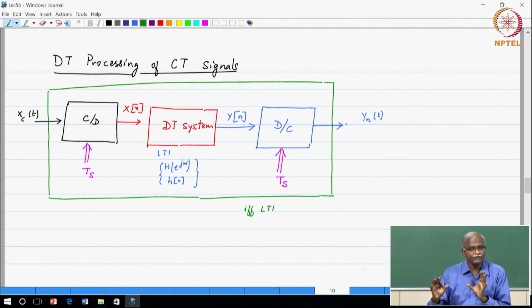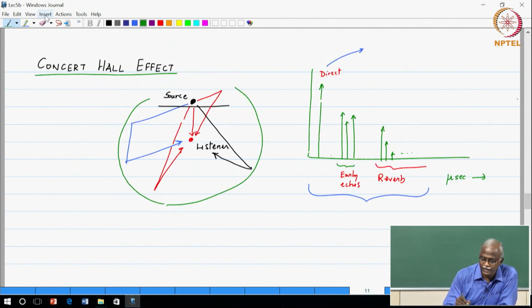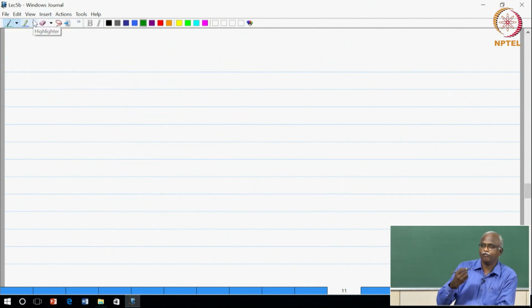So if I preserve the LTI property, then this overall green block actually behaves like a continuous time filter, H effective of j omega. I cannot tell the difference between an analog signal being processed by an analog continuous time LTI system, H effective of j omega, producing yr of t, and this equivalent block diagram that is happening inside. A very interesting sequence of developments can be studied in this context, and let me just give you a flavor for it.